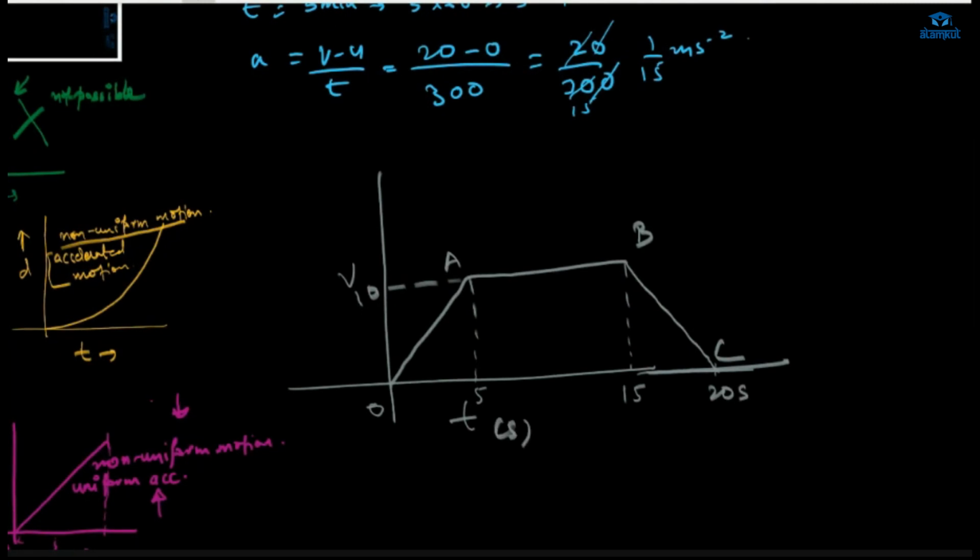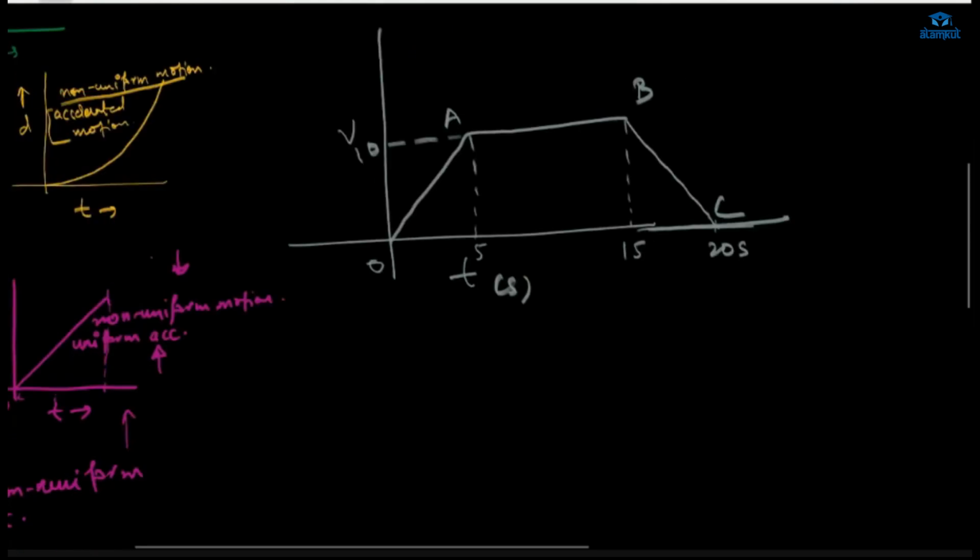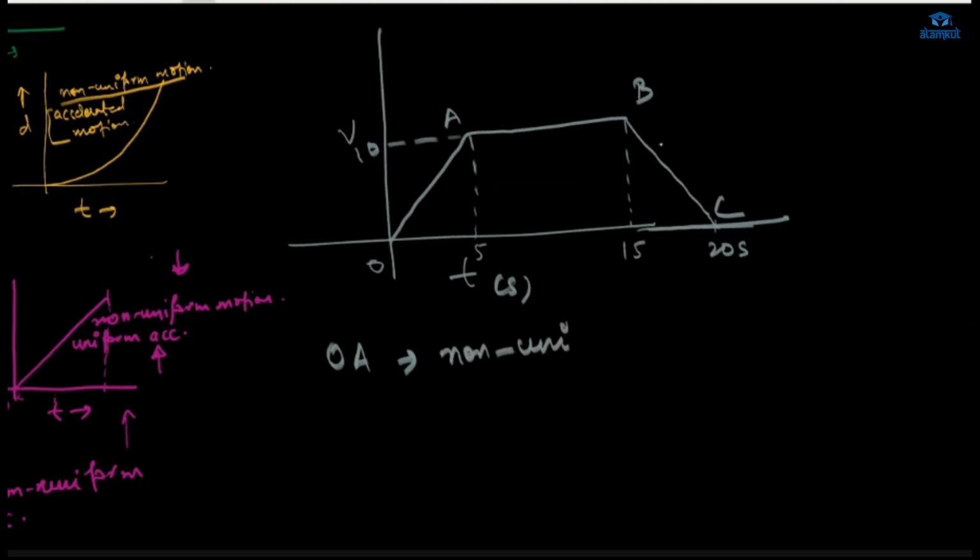What is this motion representing from O to A? From O to A, it's non-uniform motion. Velocity is changing, right? Velocity is changing, so the uniformity will get lost. No uniform motion means non-uniform motion. So we can find the acceleration from this. We can tell what the acceleration will be from O to A. The motion will be non-uniform velocity, or we can say non-uniform motion.